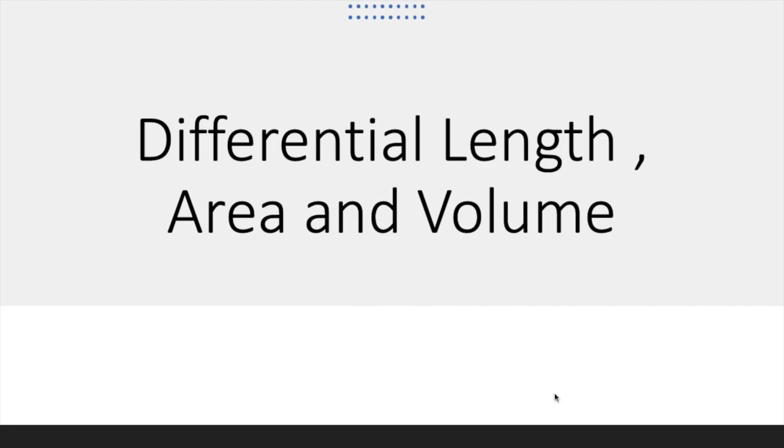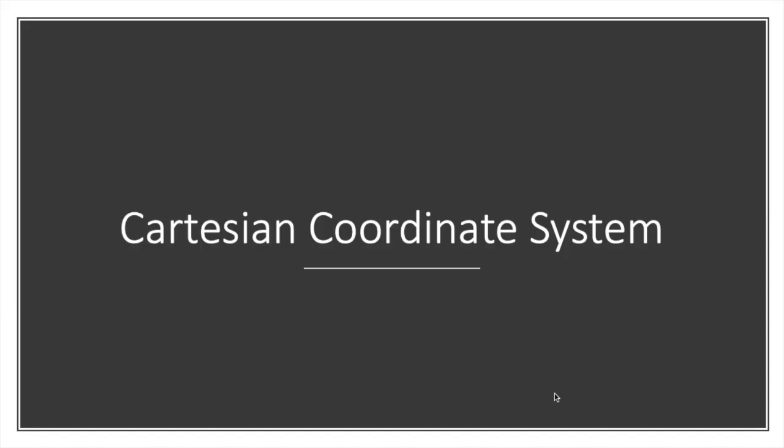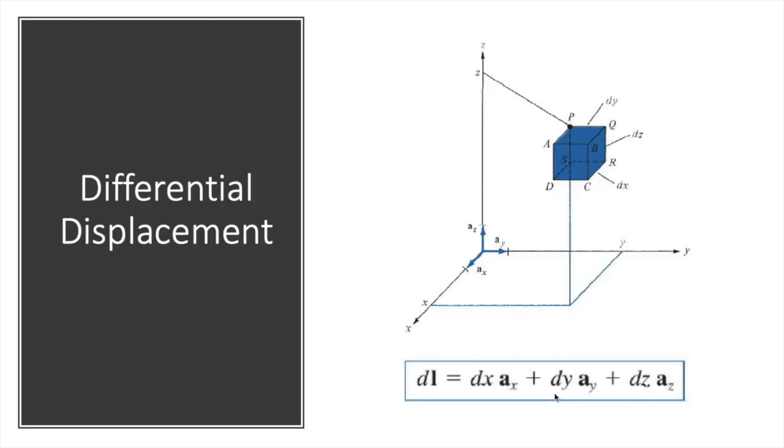So it's very important at this moment to clarify all the concepts which we have studied earlier, but right now we are just doing the revision part of differential length, area and volume. All these three things can be defined differently, obviously, in the three coordinate systems that we are going to work on: the Cartesian, the cylindrical and the spherical. So first we'll start with the Cartesian coordinate system and understand how the differential displacement, differential surface and differential volume are defined in this Cartesian coordinate system.